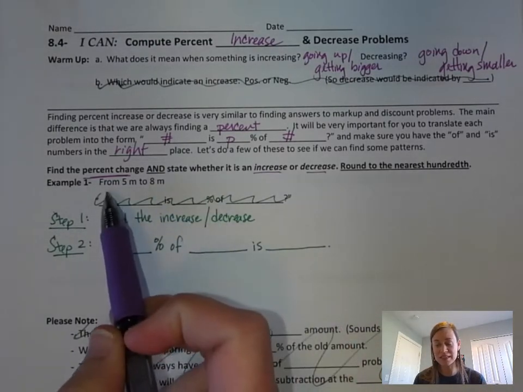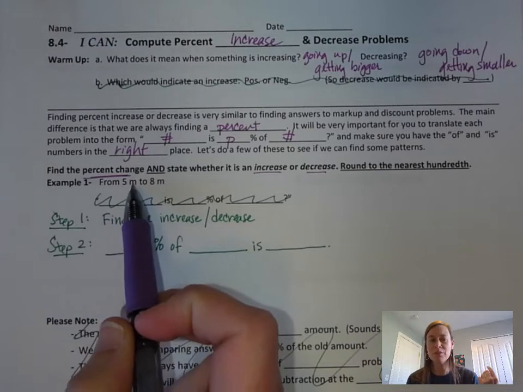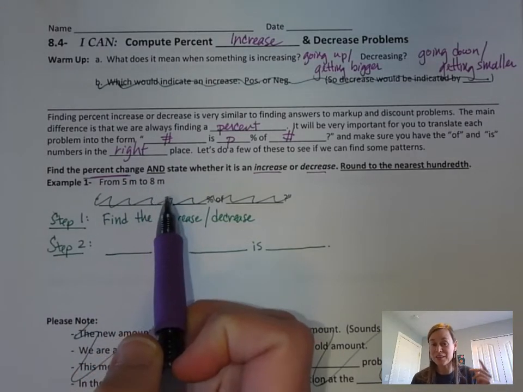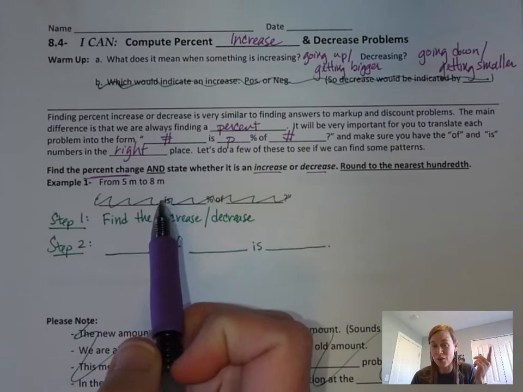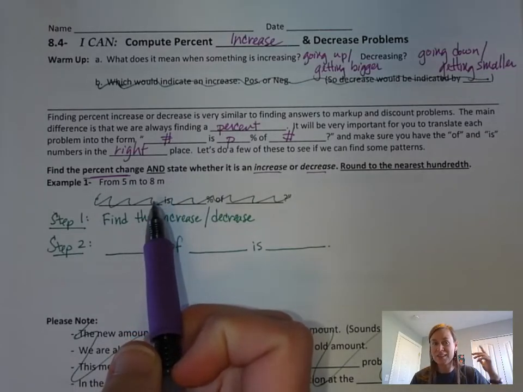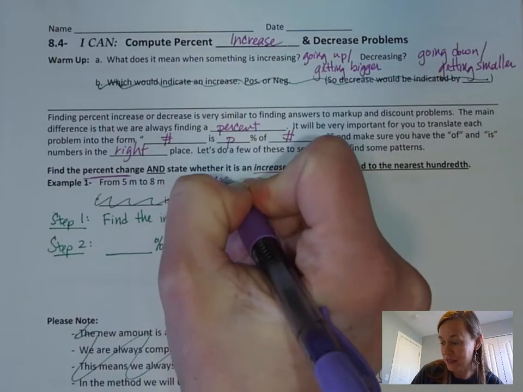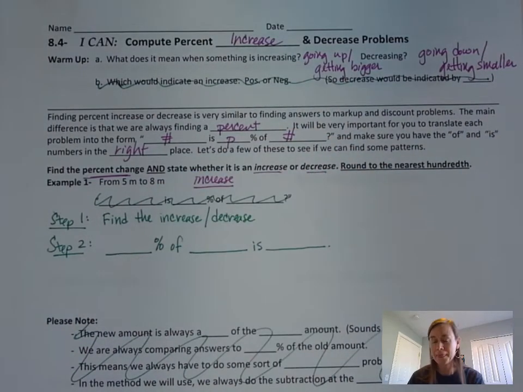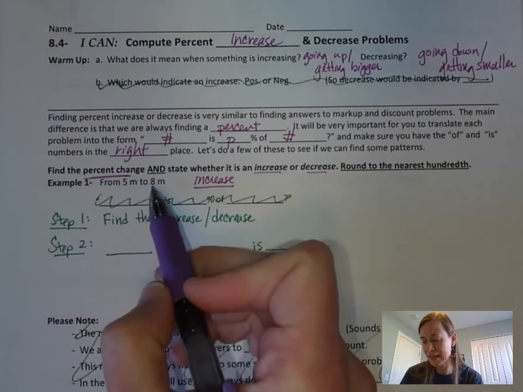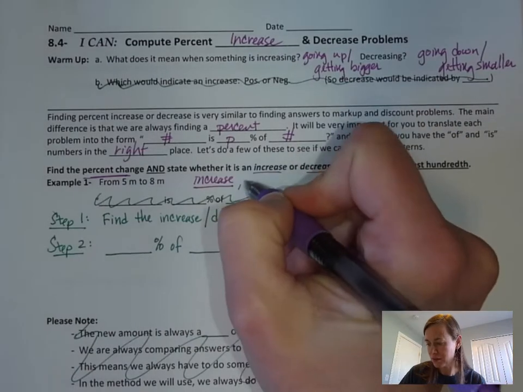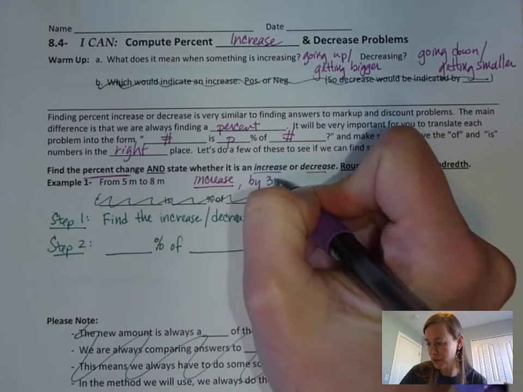So let's look at this example. The example says we're going from 5 meters to 8 meters. So first of all, is it an increase or a decrease? Did it go up or did it go down? In this case, it went up, so it is an increase. Good. Now, how much did it increase by? If it went from 5 to 8, it seems like it went up by 3 meters. So it increased by 3 meters.